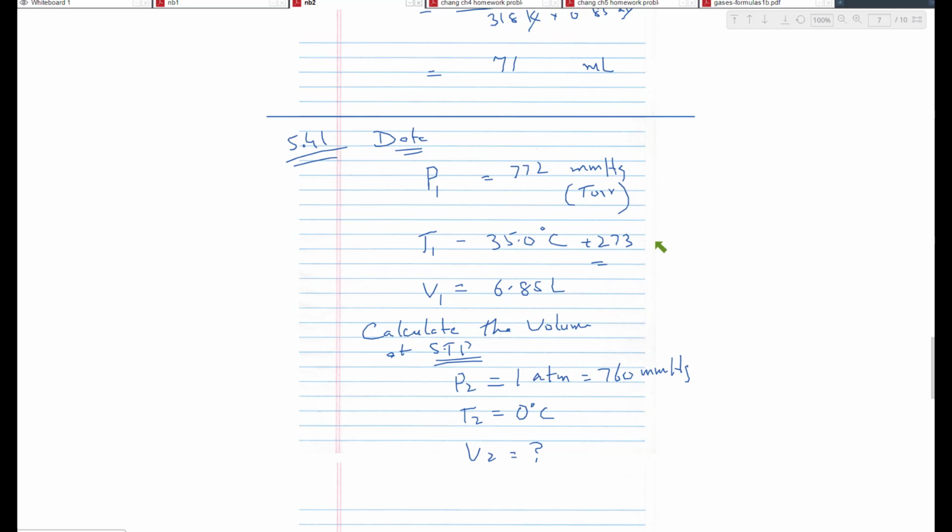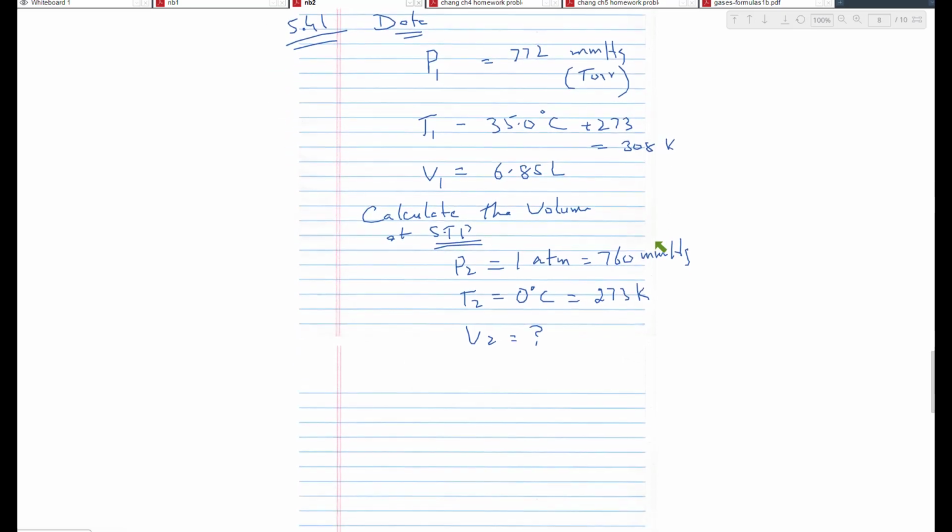And see what you will get. All right, so we're getting 308 Kelvin for T1. 308 Kelvin. What about the T2? It'd be 273 Kelvin. Okay, so now we have everything.